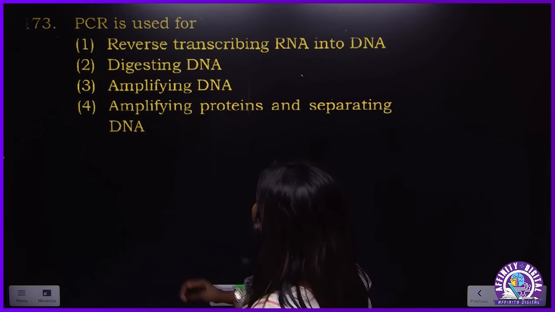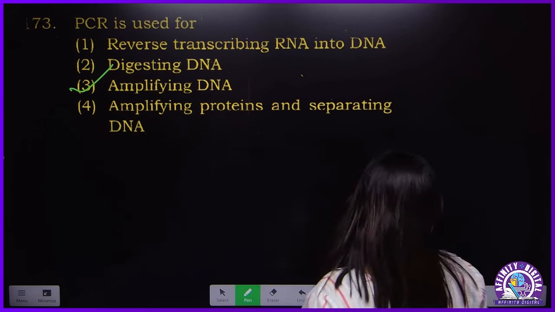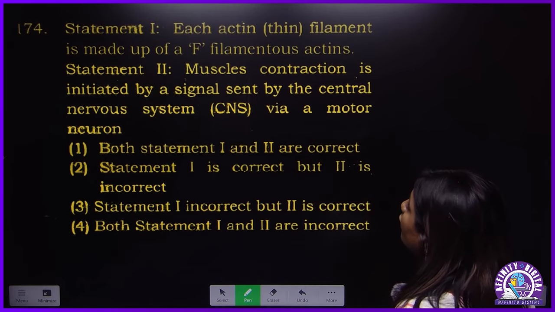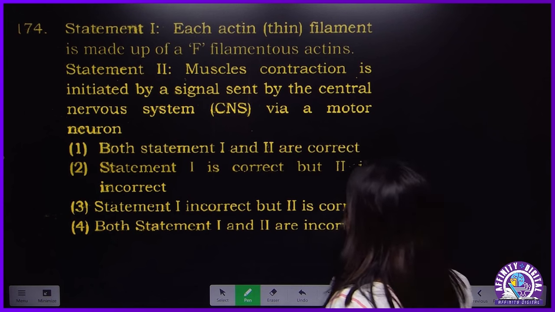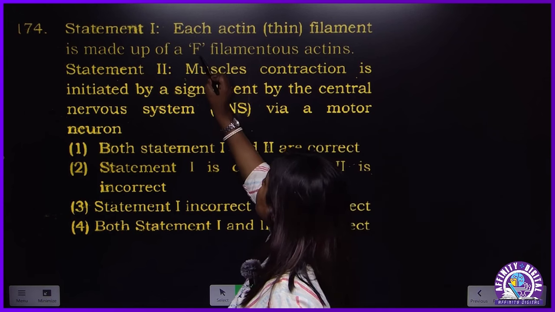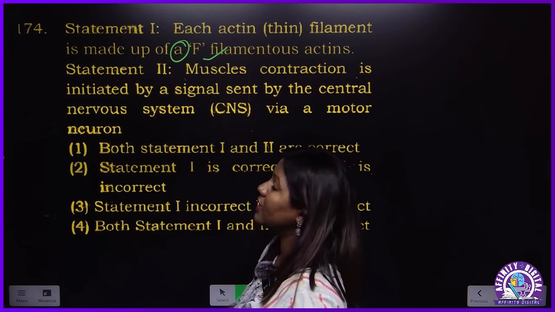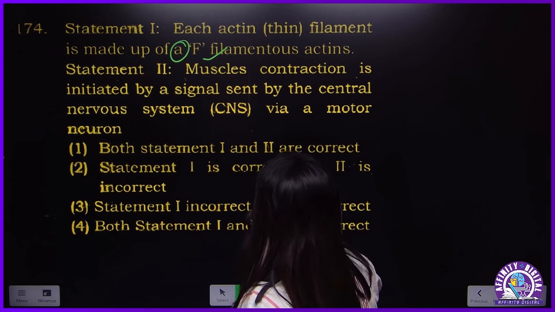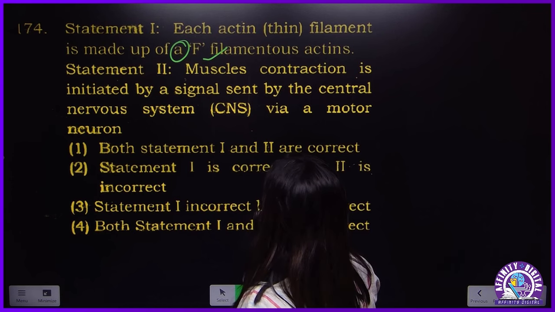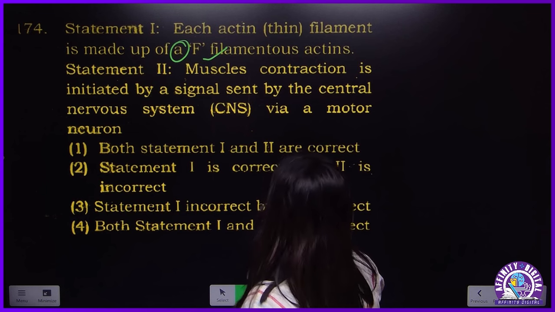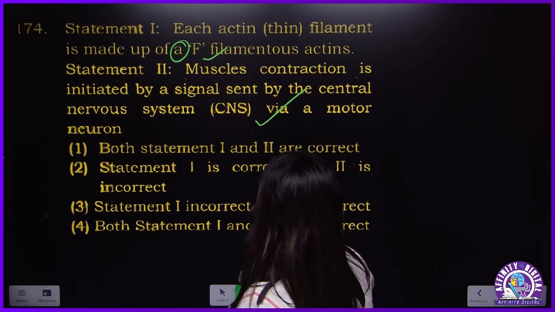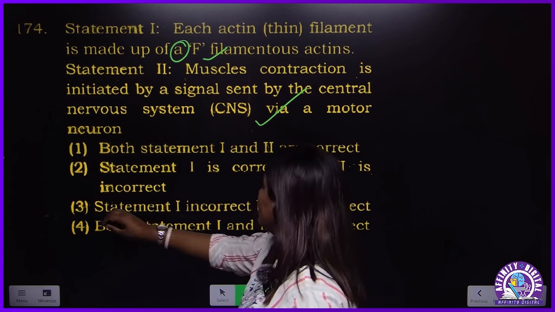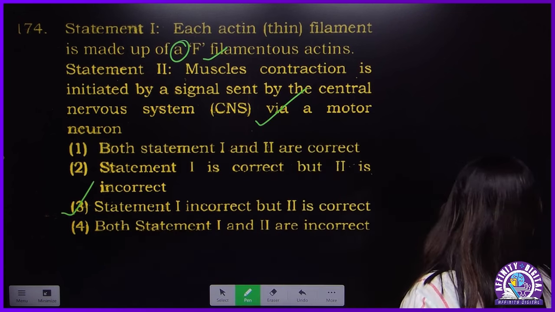PCR is used for amplifying the DNA. Option number 3. Statement 1, each actin filament is made of a F, that is filamentous actin. It is yes, lekin it is not a. There are 2 F actin molecule. Then statement 2, muscle contraction is initiated by signal sent by the central nervous system via motor neuron. Correct है. Statement 1 is incorrect, but statement 2 is correct. So we will go with the option 3.